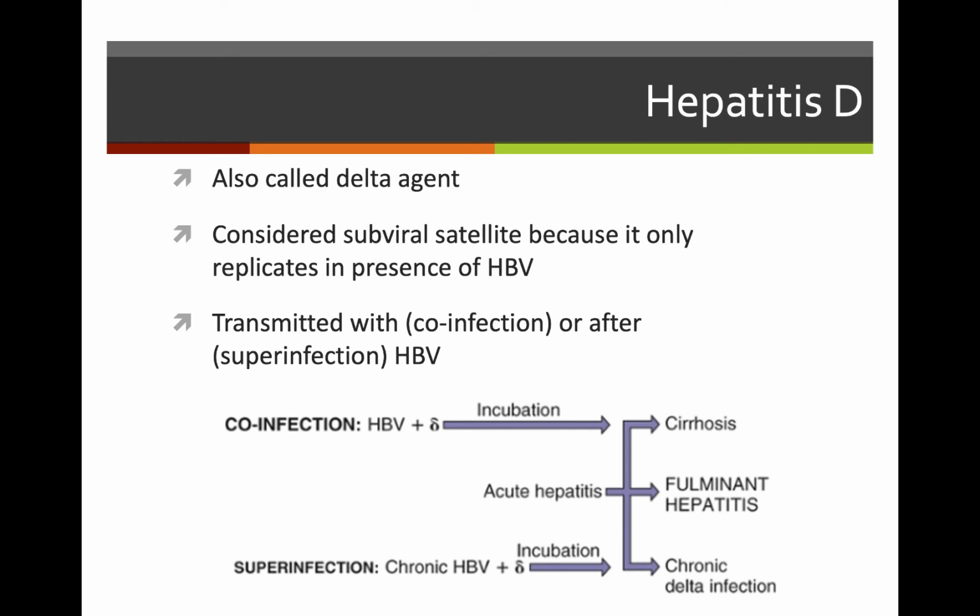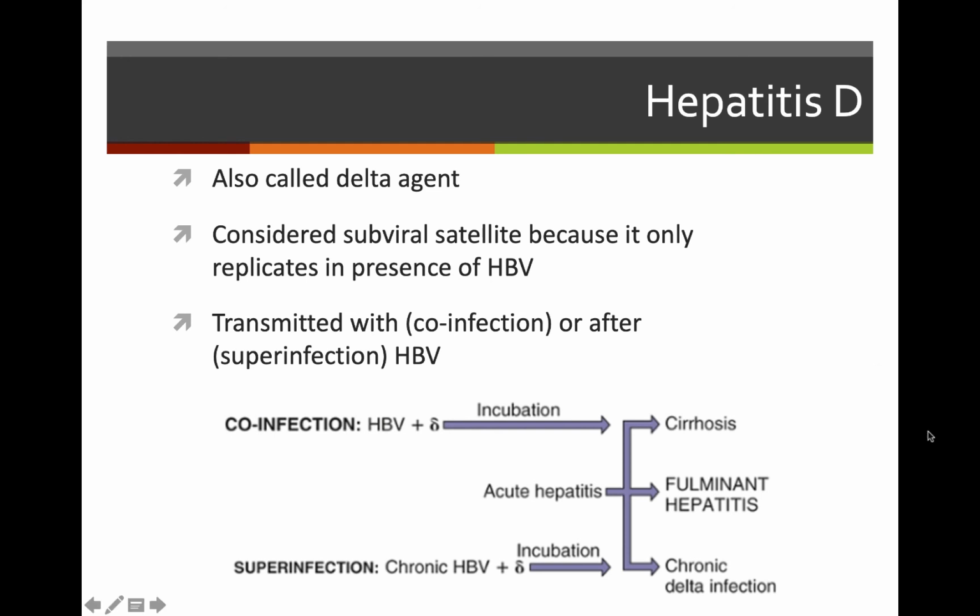It can be transmitted with hepatitis B, which is considered to be a co-infection, or after the original infection with hepatitis B. So basically, with this super infection, what you're talking about is the idea that a patient already had hepatitis B, and then they got exposed again to something that was contaminated with hepatitis B and hepatitis D. So perhaps it was an unsafe sexual practice, some sort of bloodborne issue, whatever.